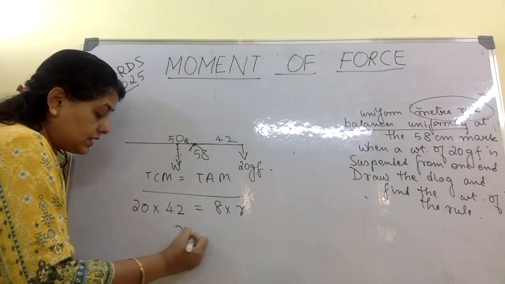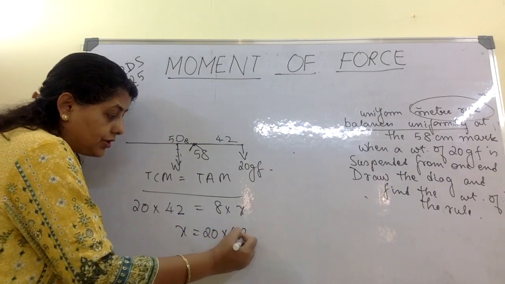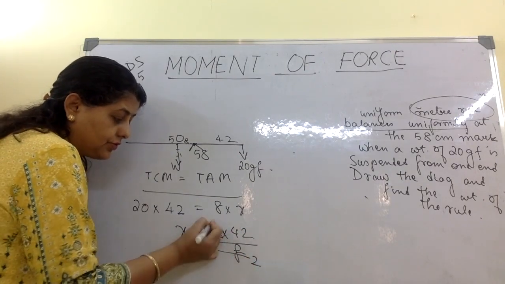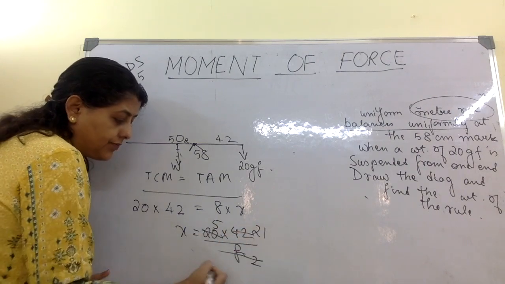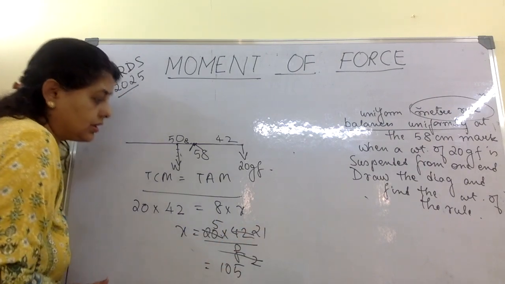So x is equal to 20 into 42 by 8. 8, 4 2s, 4 5s are 20, 21, 105, how much?